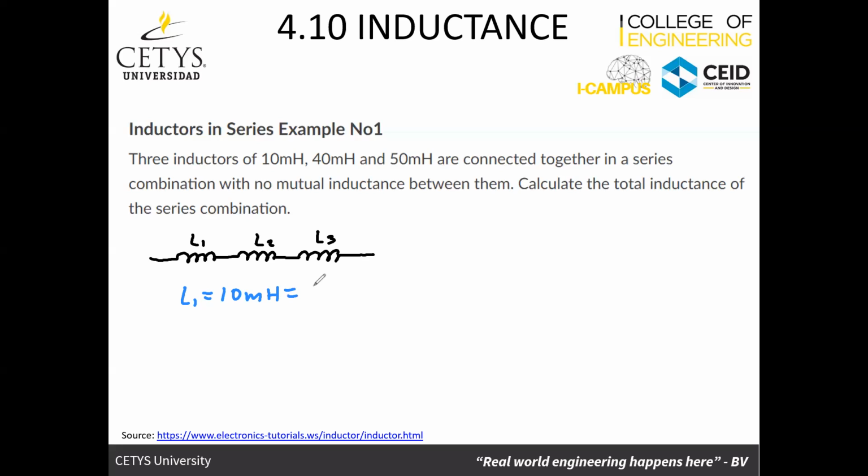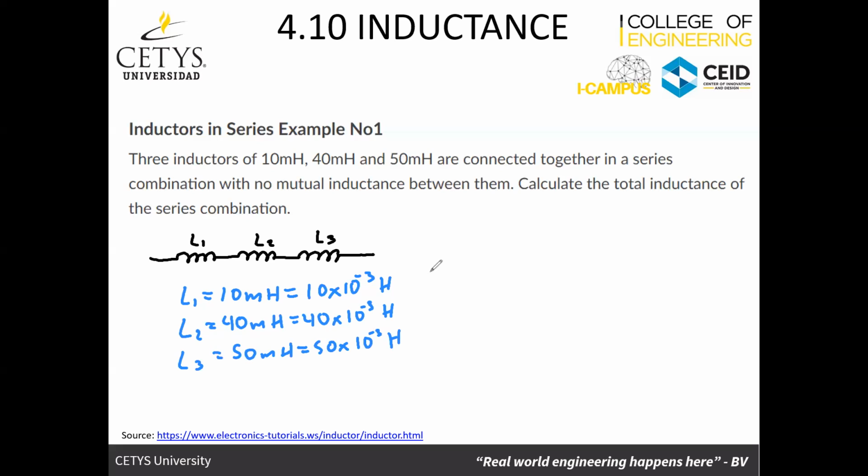I'm going to just turn this, as a reference, into 10 times 10 to the minus 3 Henrys. L2 is going to be 40 millihenries. So this is going to be 40 times 10 to the minus 3 Henrys, and L3 is going to be 50 millihenries, which is going to be 50 times 10 to the minus 3 Henrys. So the equivalent or total, I'm going to call it LEQ, but we could call it L total or something like that.